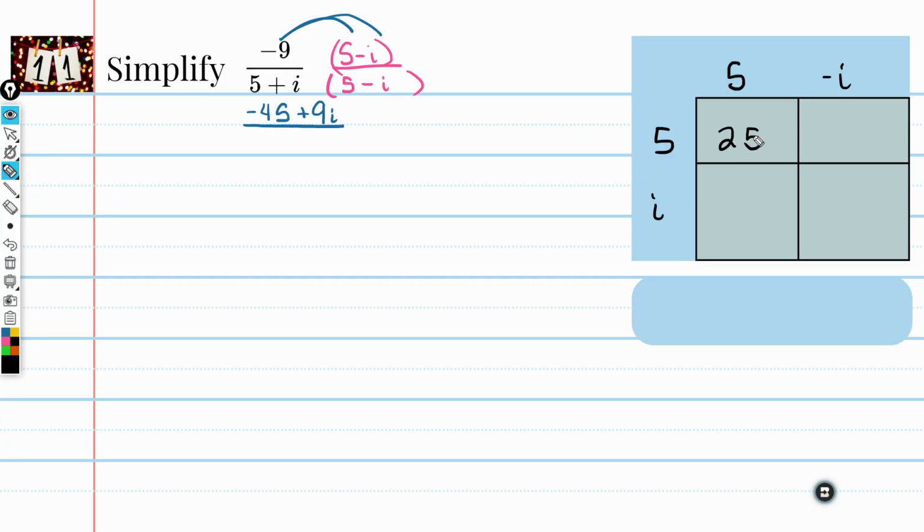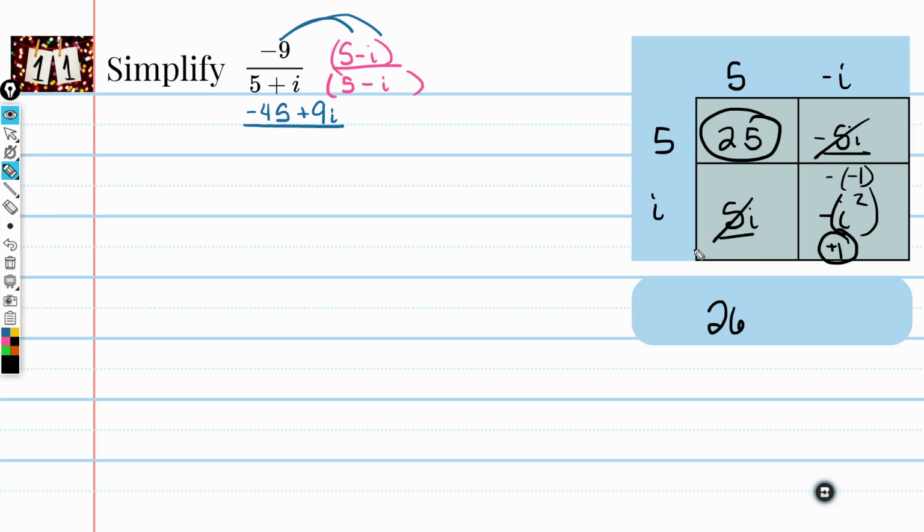That gives us 25 and negative 5i. 5 times i is positive 5i. i times negative i is a negative i squared. Negative i squared. So we have a negative, and then the i squared becomes a negative 1. So negative times negative 1 is a positive 1 as our answer. So when we add together our two real spots, we end up with 26. When we add together our imaginary, they cancel out. So we're dividing it by 26.